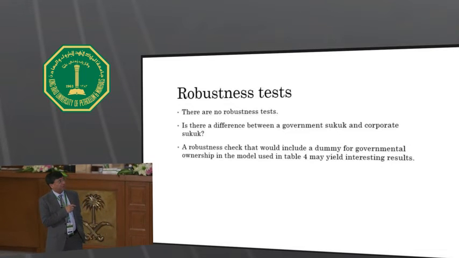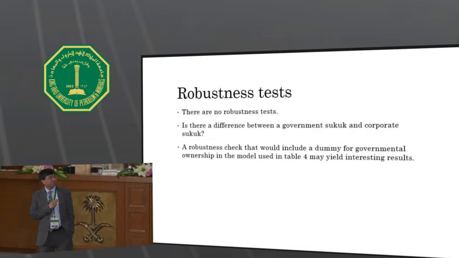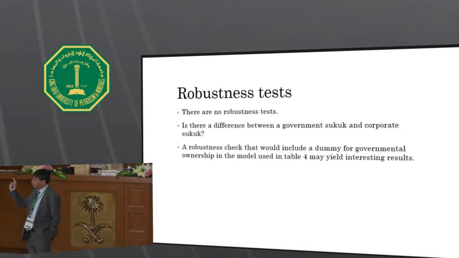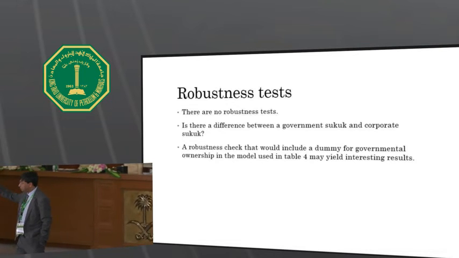By the way, one point I probably missed is the difference between government Sukuk and corporate Sukuk. But here you're dealing with publicly traded Sukuk issued by corporations, so government Sukuk doesn't come in here. A robustness check would include a dummy for government ownership in the model used in Table 4, which is interesting as well. Having said this, you have looked at only firm-specific characteristics. You really did not go beyond the firm.